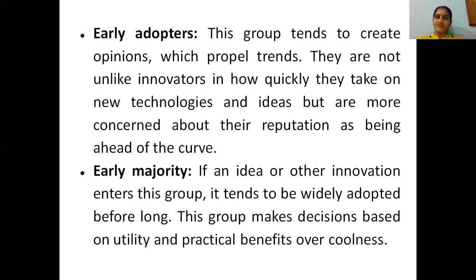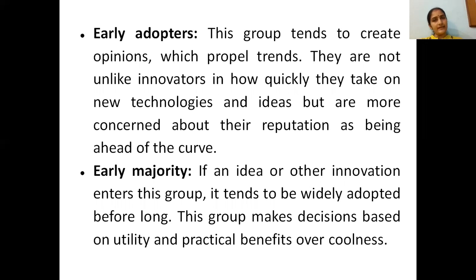Now, as the name itself says, early adopters. This is also one of the categories of adopters, where they will be early to adopt. After innovators, they would be the early to adopt the new technology. So, this group tends to create opinions which propel trends. They are not unlike innovators in how quickly they take on new technologies and ideas, but are more concerned about their reputation and being ahead of the curve.